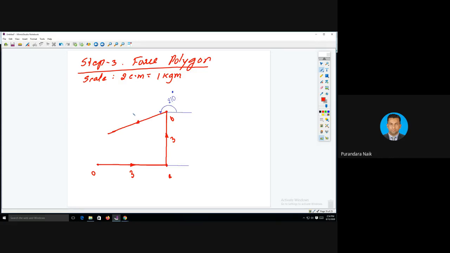It is 2.8. The length is 2.8 into 2, that is 5.6 centimeter length. 5.6 centimeter length will be somewhere here. So this point is point C. Once you get point C, again you need to draw the reference line, positive x-axis. So this has 3 sides. Now we need to join the force polygon, or you need to complete the force polygon.